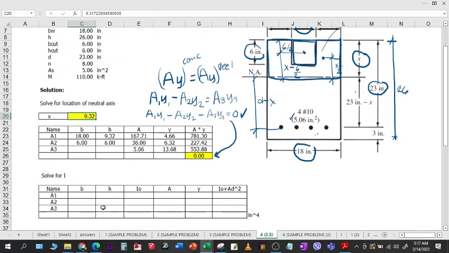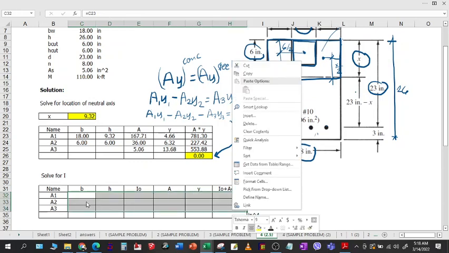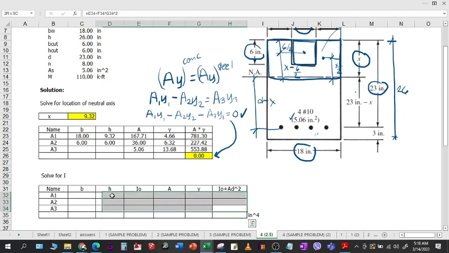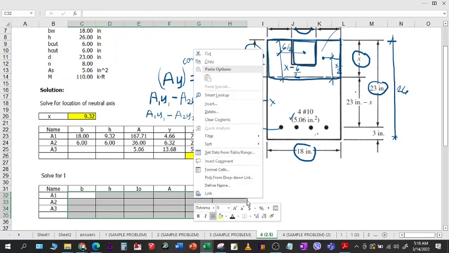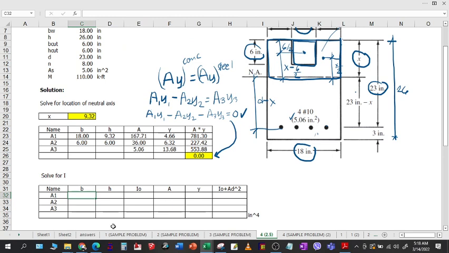The next step is to solve for I. We still account for the areas, so let me just link it here. Okay, so area is, alright, so for the B, that will be 18. For the H, that will be 9.32 already. And then IO is BH cubed over 12. So B times H cubed over 12. That is your I of that section.